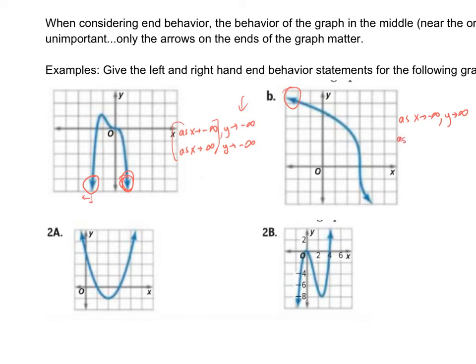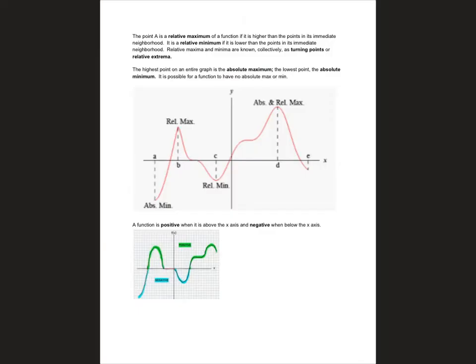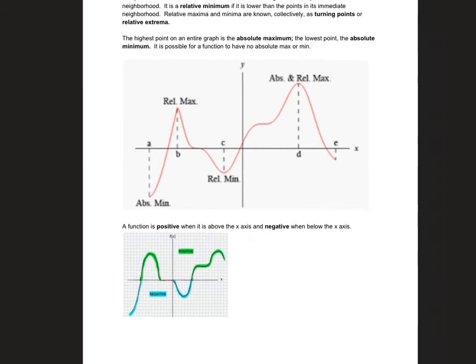Now, for the right-hand behavior, as x goes to infinity, that's always part of the right-hand behavior statement, it's pointing downward, so y would go to negative infinity. So I'll let you do 2a and 2b on your own time, and we'll compare answers when we get in class next time. Now, let's talk about extrema.